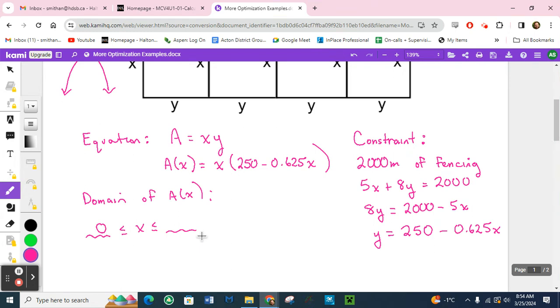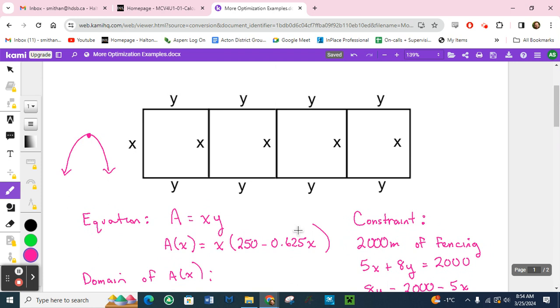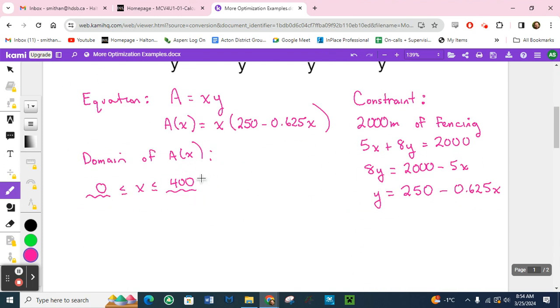So there's 5 of them, and we have 2,000 meters of fencing. Yeah, 400, yes. 400 meters. If X was 400, well, then you'd be just lining up a 400-meter section of fence side by side 5 times. Technically, you could do it. Is it a good idea? No, but that's what the domain of our area function is.